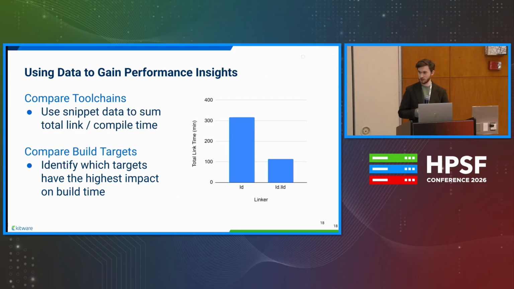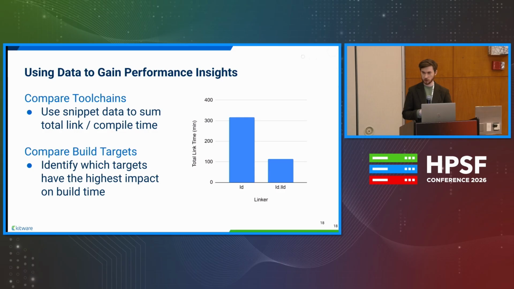So here's another example of some ways you can use this data. This is from a project where we compared the toolchains and the link performance. So running two different builds with instrumentation and then summing up all of the total link time across all of the snippets and comparing the GNU linker with the LLVM linker, and seeing how much total CPU time is being spent linking for each of those. You could also sum up the total time spent building different targets and figure out which of your build targets are having the highest impact on the build time.